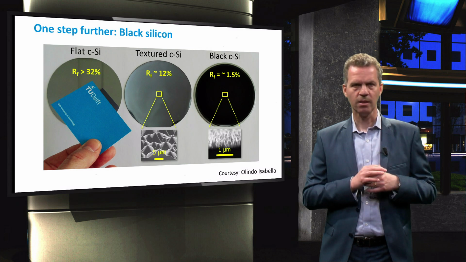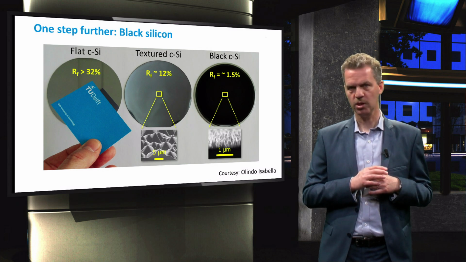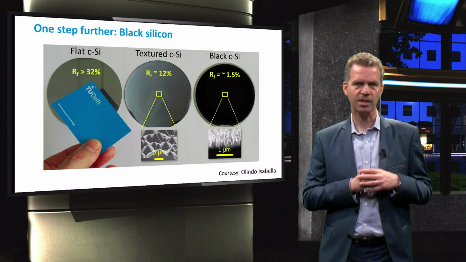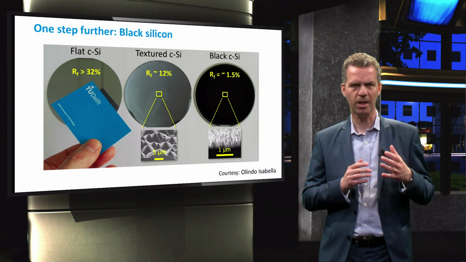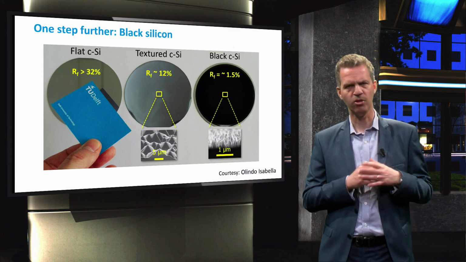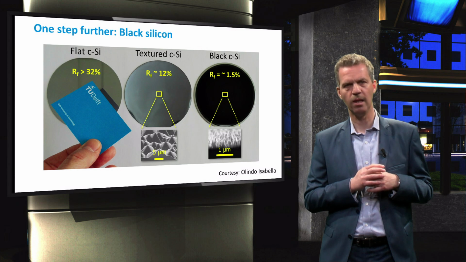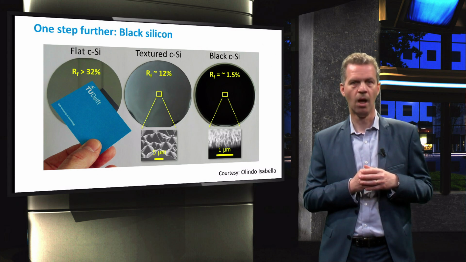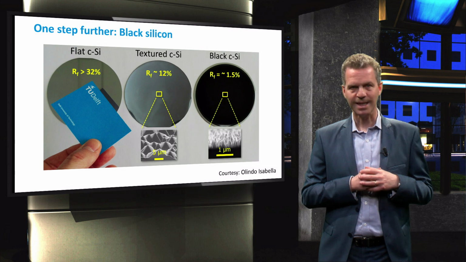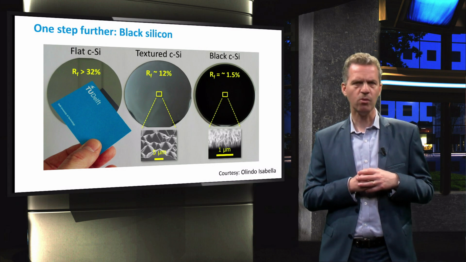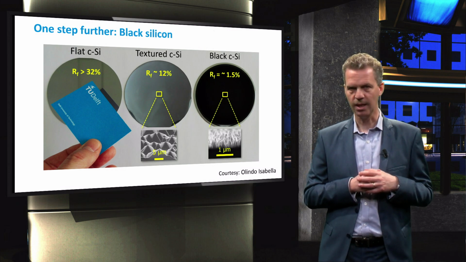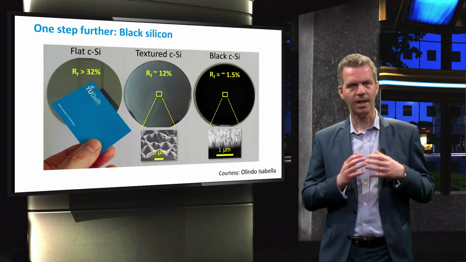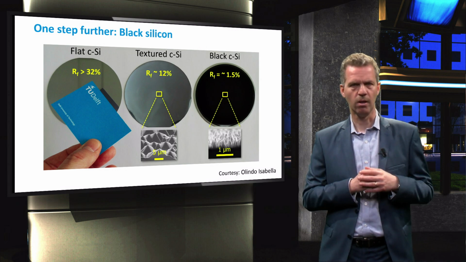In that case, the texture does not have a pyramidal shape, but needle-like pillars are obtained with high aspect ratio, and the wafer will appear black for the human eye, as none of the incident light will be reflected. This is shown on the right hand side. With so-called black silicon, the reflectance up to a wavelength of 1100 nanometers, corresponding to the bandgap of crystalline silicon, can be made virtually zero.